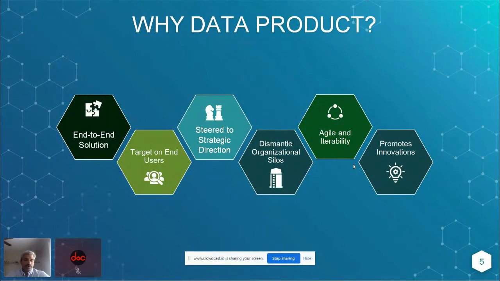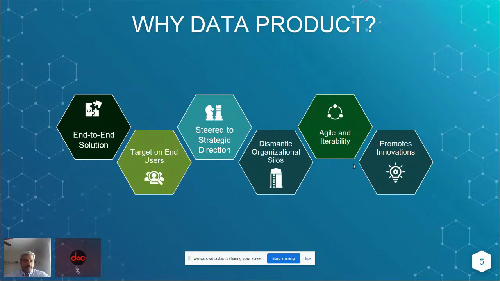Now, why a data product? Like I said earlier, as you can see on the screen, there are multiple benefits of using a data product. One is that it addresses organizational silos. You have a data product for consumer, and a data product for corporate. There could be multiple data products for each group, but the organization as a whole will be talking to each other. We'll get to that when we go through the use case.